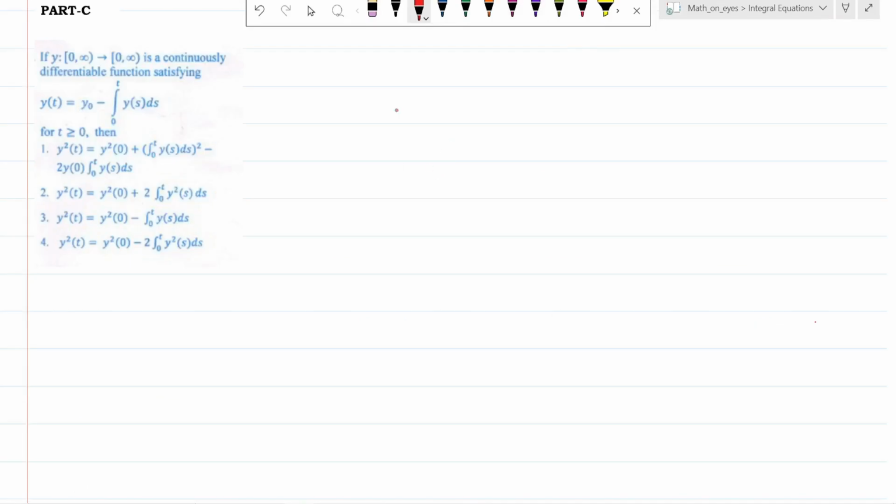Next question: if y is a function from 0 comma infinity to 0 comma infinity, a continuously differentiable function satisfying the given integral equation for t greater than or equal to 0, then which of the following holds? They have squared the function actually. The given function is y of t is equal to y naught minus the integral 0 to t of y of s into ds. We have in the option y of 0.